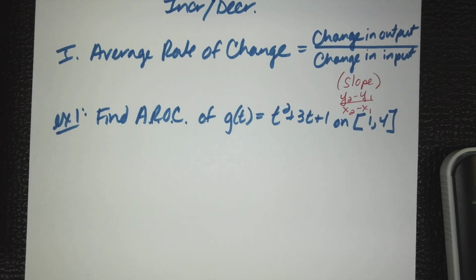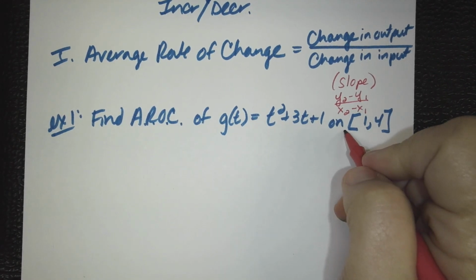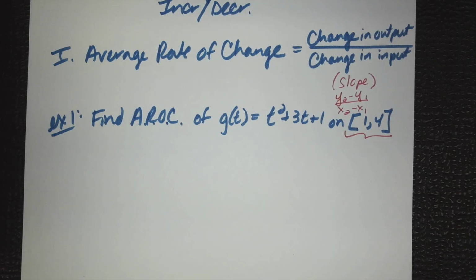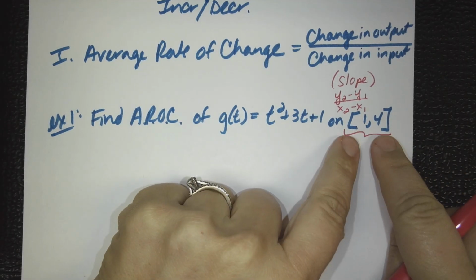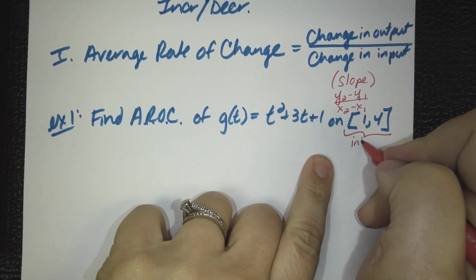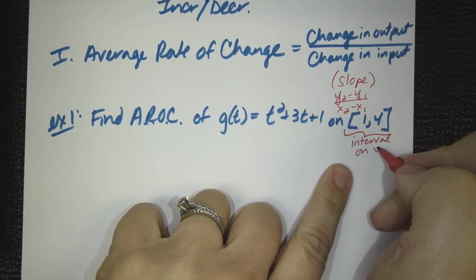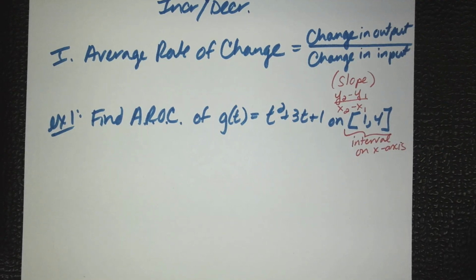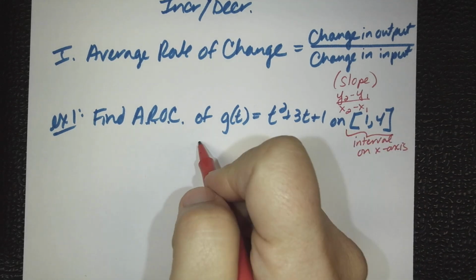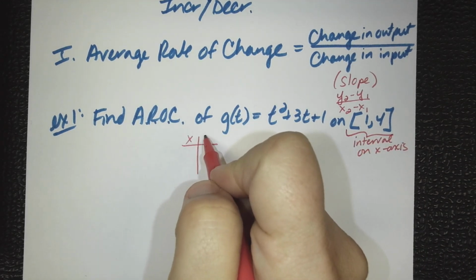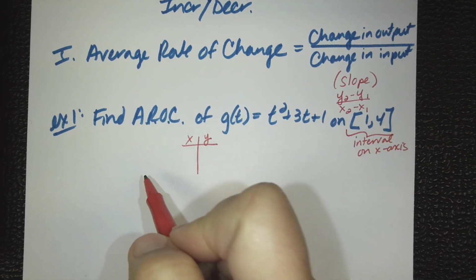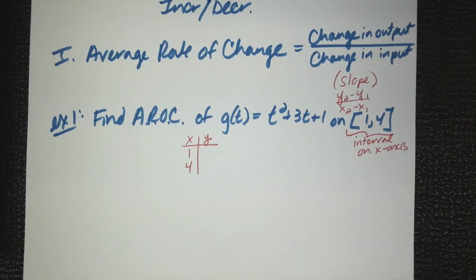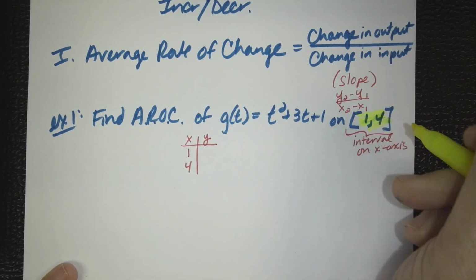Let me explain something real quick that's going on here. This is interval notation, right? Isn't that what brackets mean? And it's an interval notation on the x-axis, so both of these are x's. What I would do for this problem, this is how I always start this off, I make a table because I think it's easier to look at a table. I put my x's on the x side, so I go 1 and 4. Whatever they give me here, I put it right here.